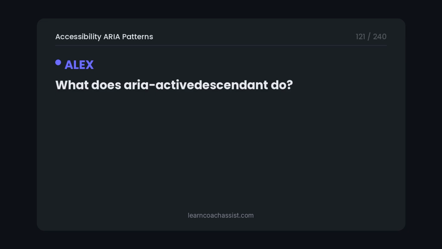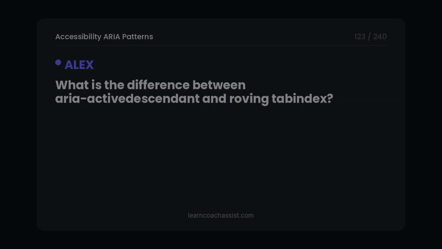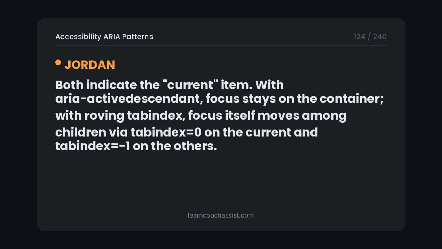What does aria-activedescendant do? Lets a composite widget keep DOM focus on the container while announcing a virtual focus on a child element identified by ID. What is the difference between aria-activedescendant and roving tabindex? Both indicate the current item. With aria-activedescendant, focus stays on the container. With roving tabindex, focus itself moves among children via tabindex="0" on the current and tabindex="-1" on the others.